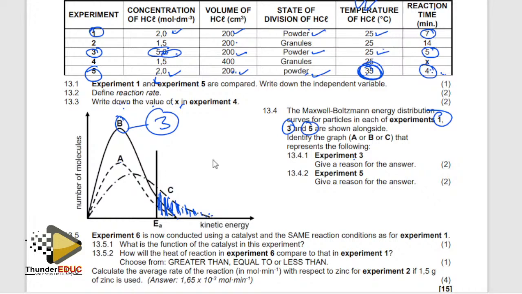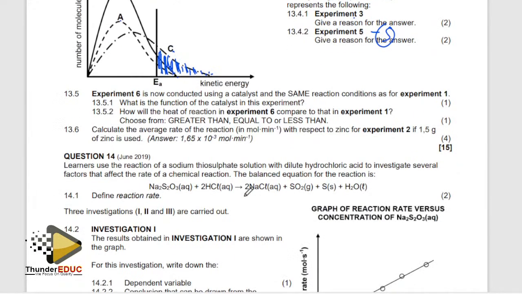So automatically C is going to be reaction 5. Why? Because it completes the reaction very fast, and also has the high temperature. It means that the particles have sufficient energy to react. Do you understand? Yes. So that becomes number 3. So it's cool.